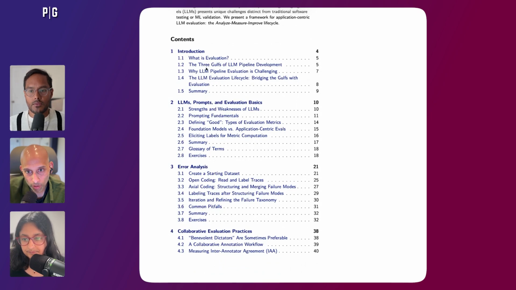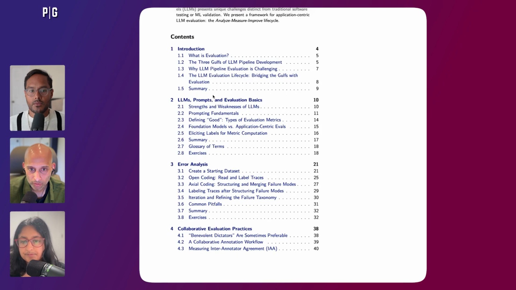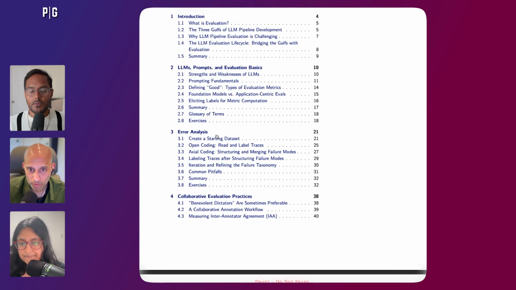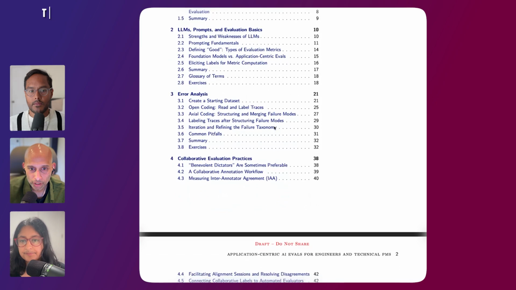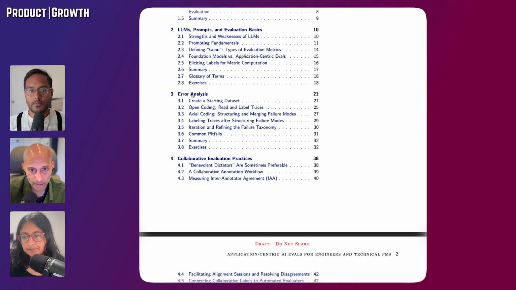We go through the 3 gulfs framework that we just described. We talk about why you need evals. We motivate that. Then we do a little bit of overview of the strengths and weaknesses of LLMs, what kinds of things you need to intuitively understand when you're doing evals before you even get to evals. The 3rd chapter is very important. It's probably where we spend a lot of our time in practice, and a lot of people don't know about this step. It's called error analysis.